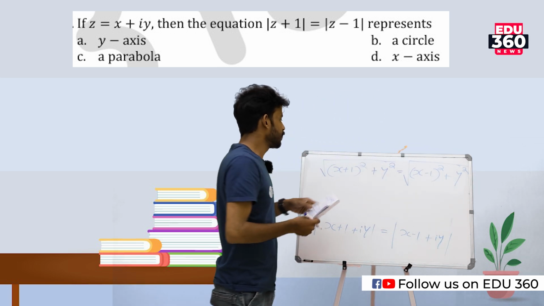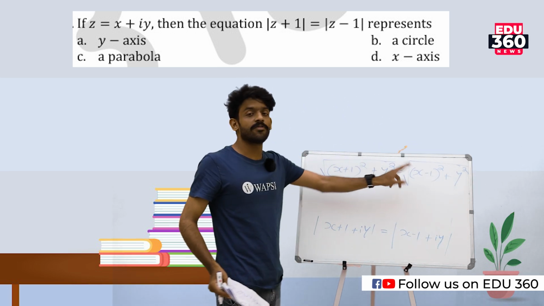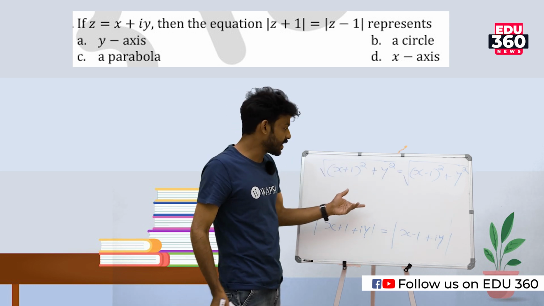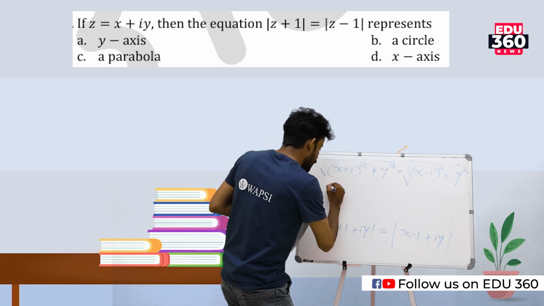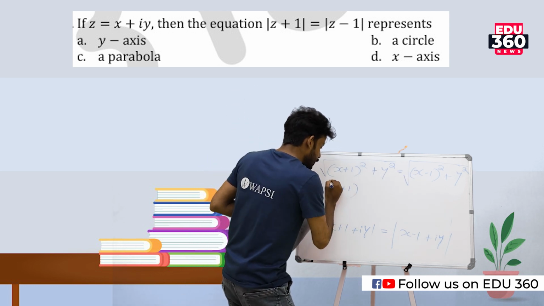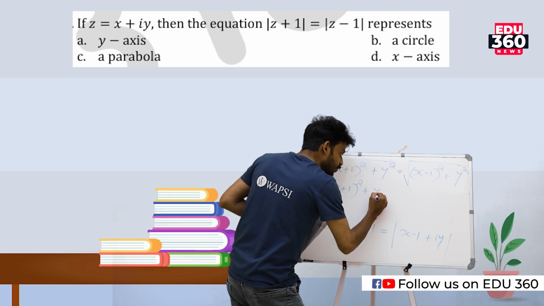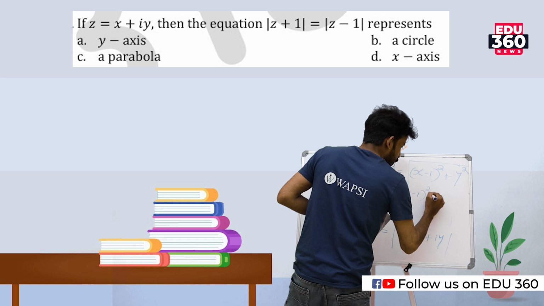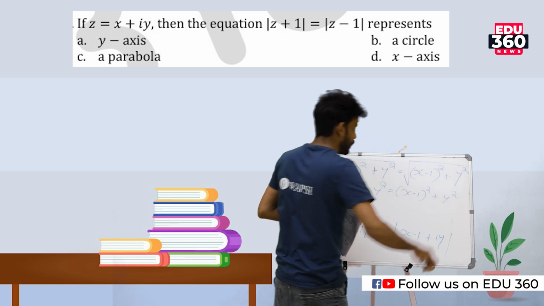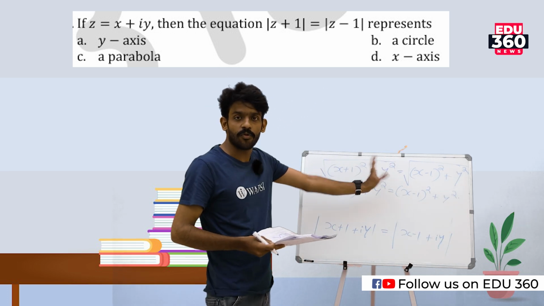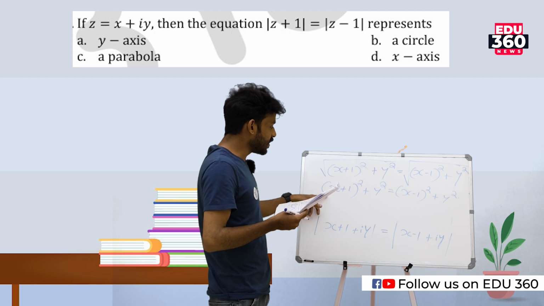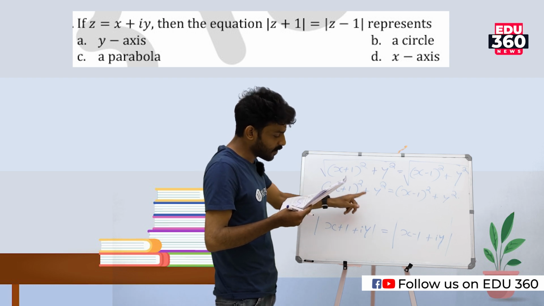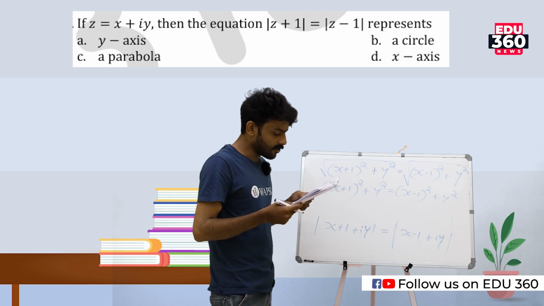Now look here. On the left hand side and also on the right hand side there is a square root, so we can cancel this. So that will be x plus 1 the whole square plus y square is equal to x minus 1 the whole square plus y square. We cancel the square root on both sides.